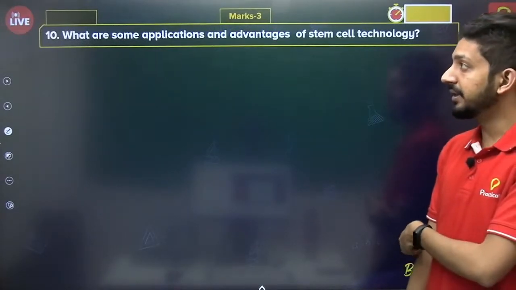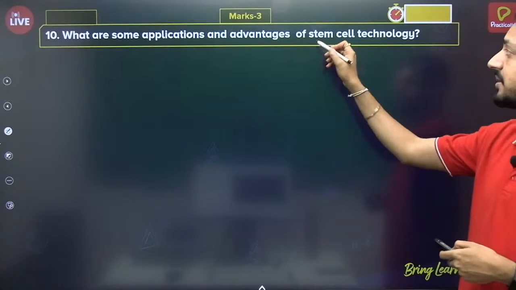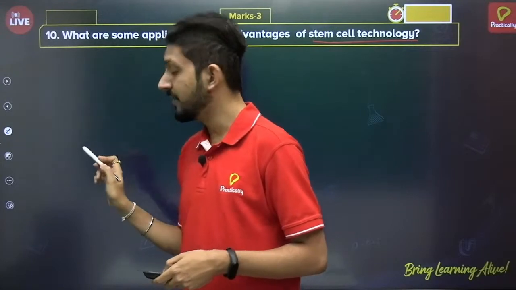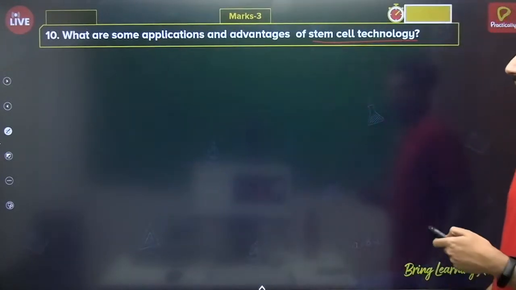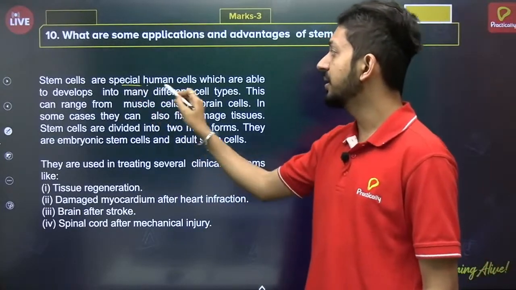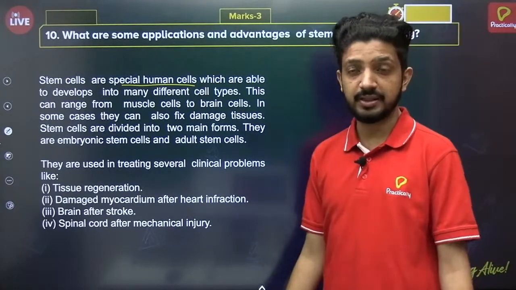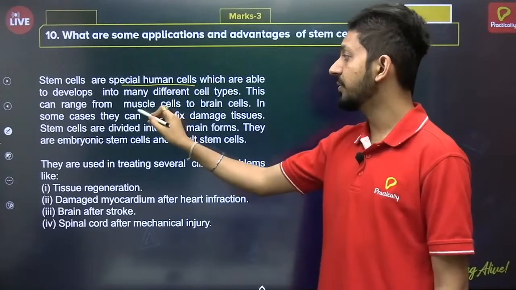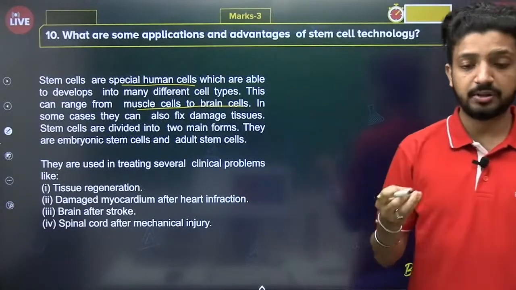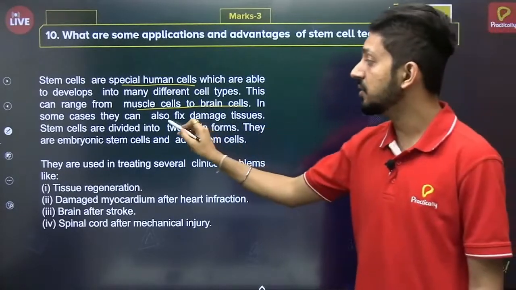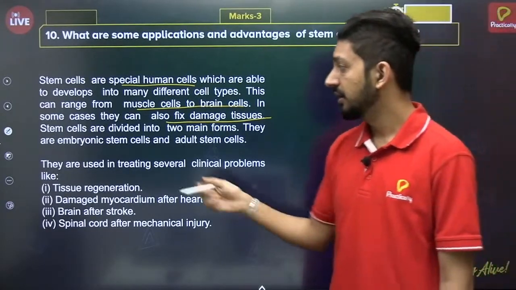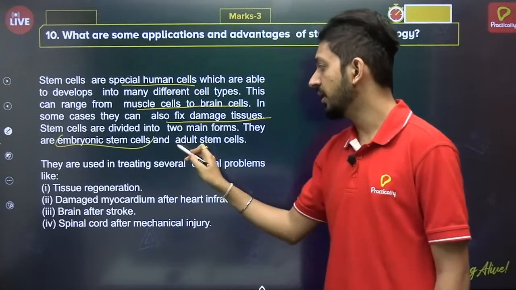What are some applications and advantages of stem cell technology? Very wonderful advancement in the field of medical science. Stem cell technology, let's see. Stem cells are special human cells which are able to develop into different cell types, and this can range from muscle cells to brain cells. They can develop into any type of cell of that particular organ, and in some cases they can also fix damaged tissues. The stem cells are divided into mainly two forms, either embryonic stem cells or adult stem cells.